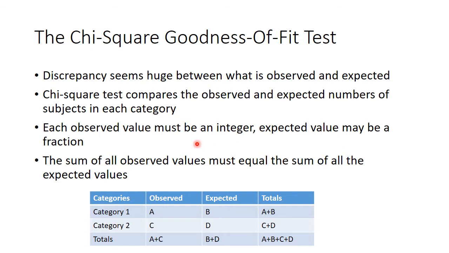But for the observed, that has to actually be an integer, because that's what we're actually recording from the data set. And then we'll see that the sum of all the observed values must equal the sum of all the expected values. So all the totals have to be equal. Typically, how you see a chi-square table put together is you would have, say, category 1, category 2, and usually a totals row and a totals column.